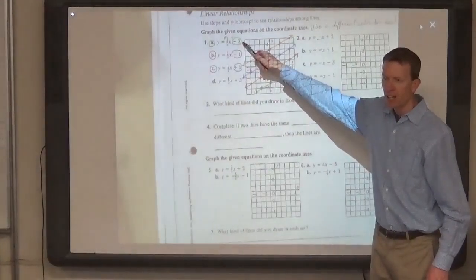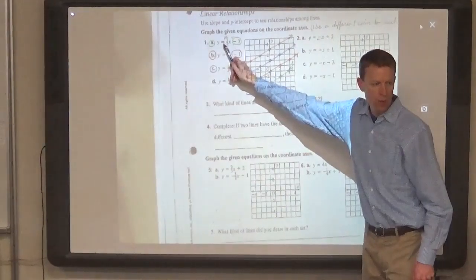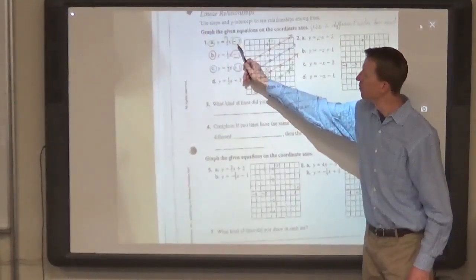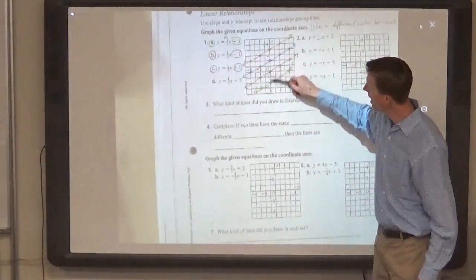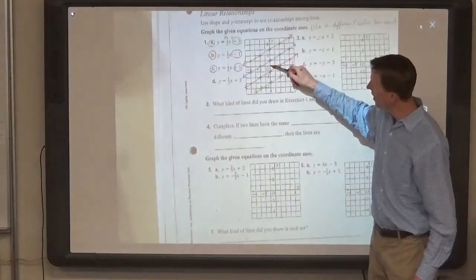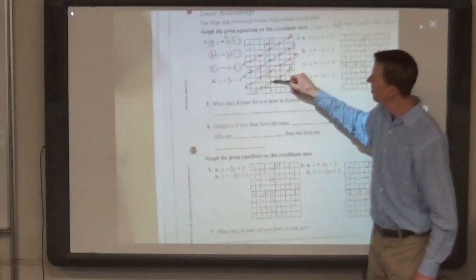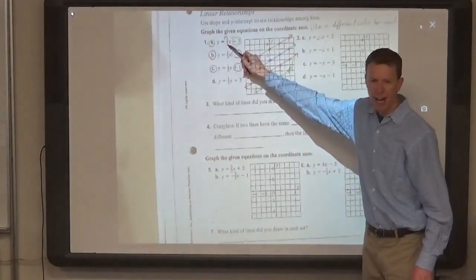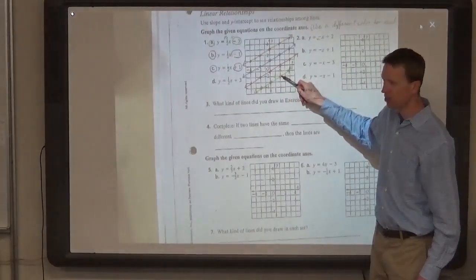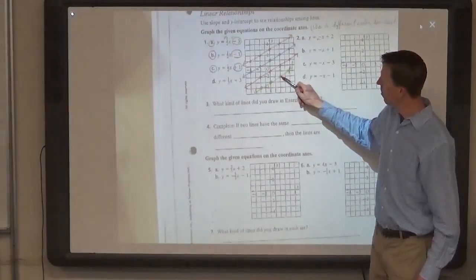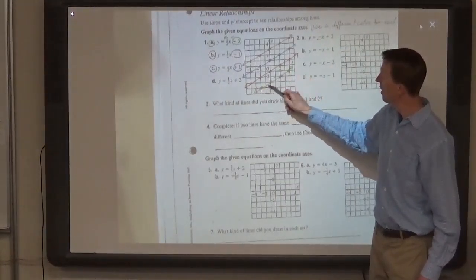So when you're graphing any equation that's solved for y, and it has y equals mx plus b, the first thing you want to do is graph the y-intercept. Mark that on the y-axis. So we start at 0 and go down 3 and mark that point. Then graph the slope. The slope is 1/2. So that's up 1 and right 2.